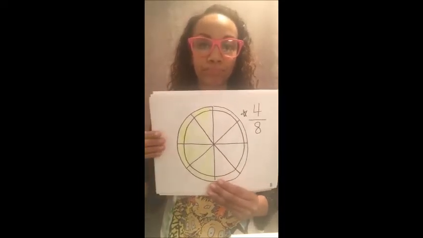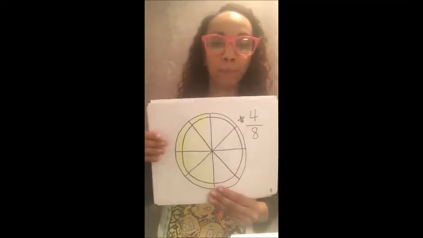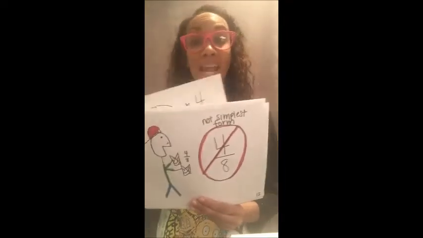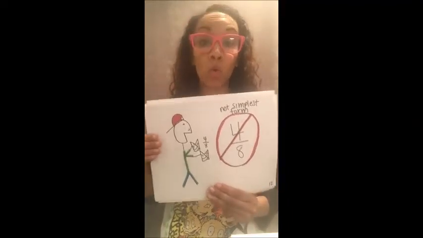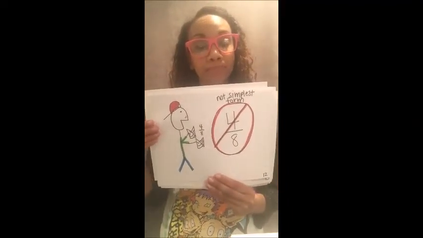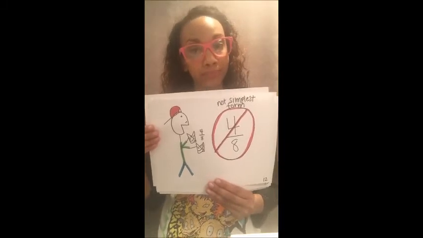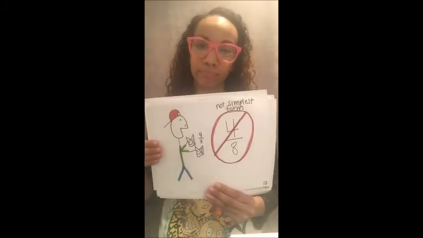Alright? Now it's time to switch it up. Now we ate 4/8 of the pizza pie, but this is not in simplest form, and I'll tell you why. Because 4 and 8 have a common factor besides 1, so we can divide by this factor. I'll show you how it's done.